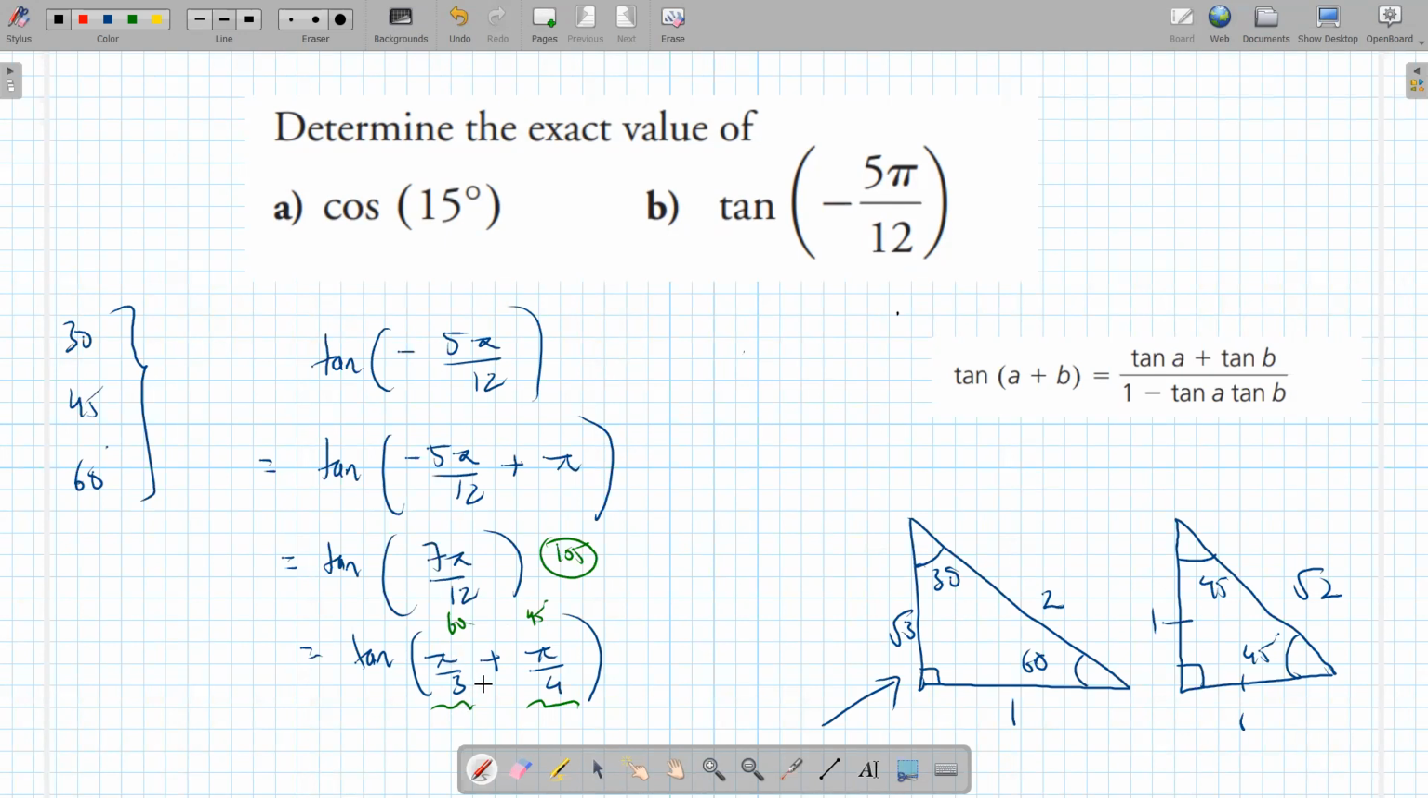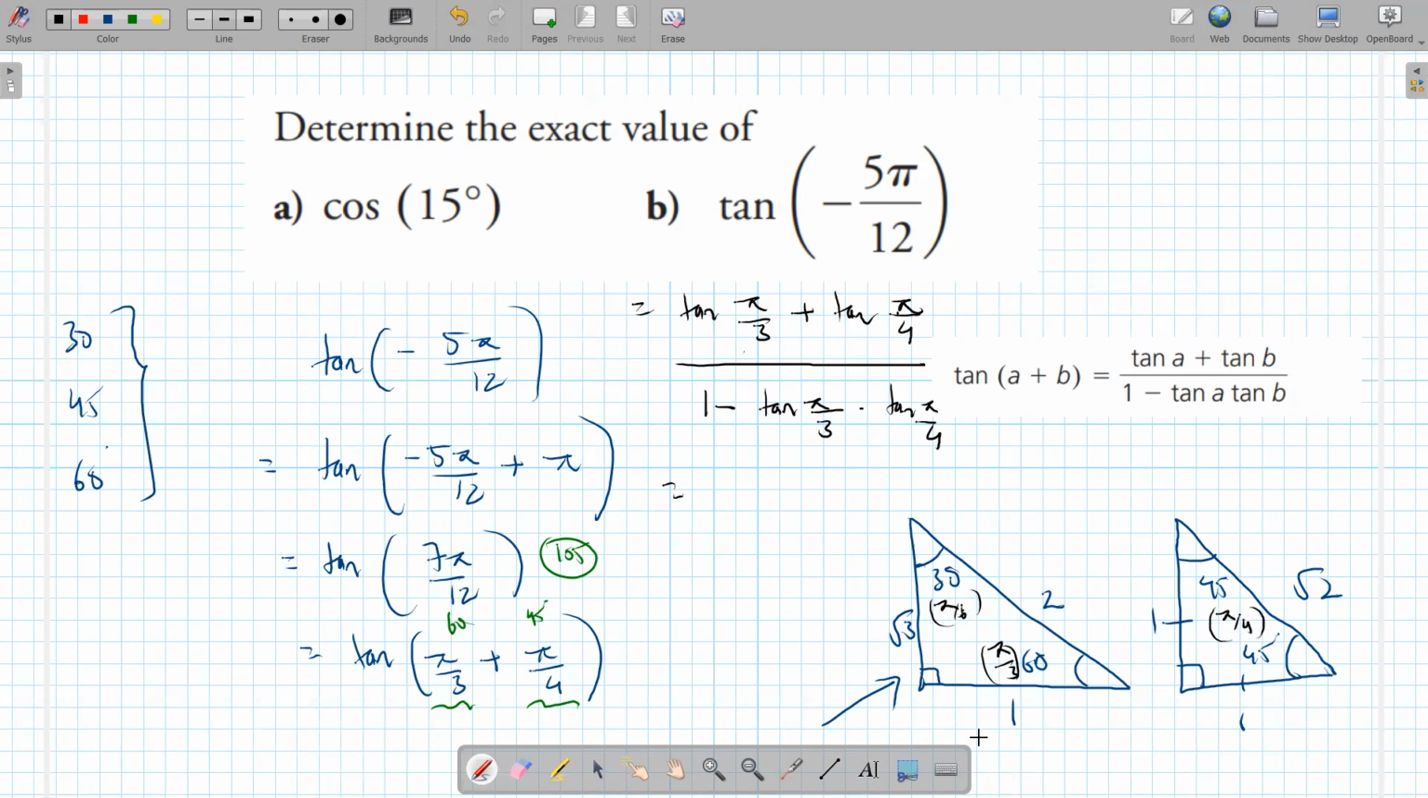A is pi over 3, right? So it becomes tan of pi over 3 plus tan of pi over 4 all over 1 minus tan of pi over 3, and then tan of pi over 4. I'm just following the formula. Pi over 3 is 60, okay? Pi over 6 is 30. And 45s are pi over 4.